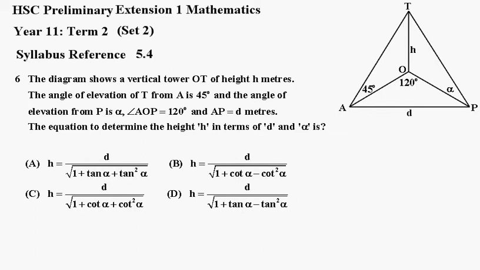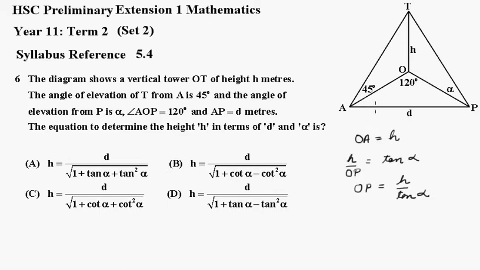Now we can see from the diagram that this angle is 45 degrees, that's a right angle, so that must be 45. So this is an isosceles triangle, so OA is equal to h. On the other side here we can see that h over OP is equal to the tan of alpha, which means, of course, that OP must be equal to h on tan alpha.